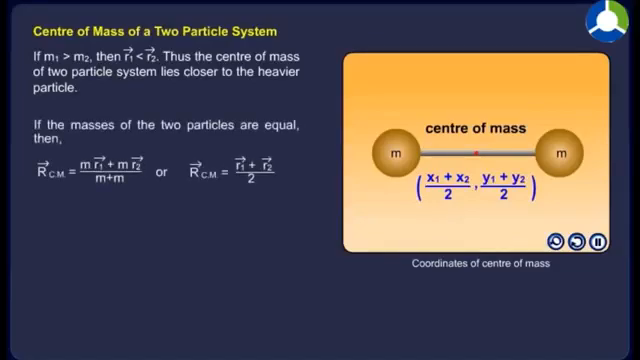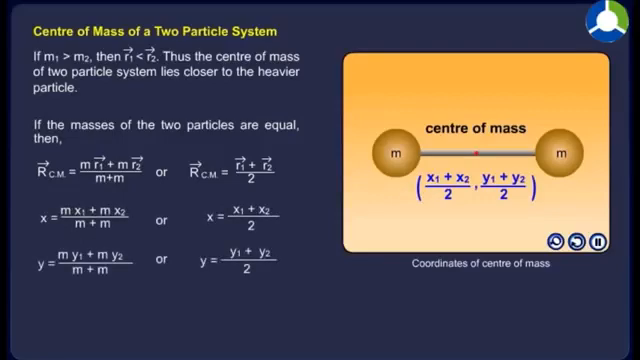If the masses of the two particles are equal, then vector r_cm = (m vector r1 + m vector r2) / (m + m), or vector r_cm = (vector r1 + vector r2) / 2. x = (m x1 + m x2) / (m + m), or x = (x1 + x2) / 2. y = (m y1 + m y2) / (m + m), or y = (y1 + y2) / 2.